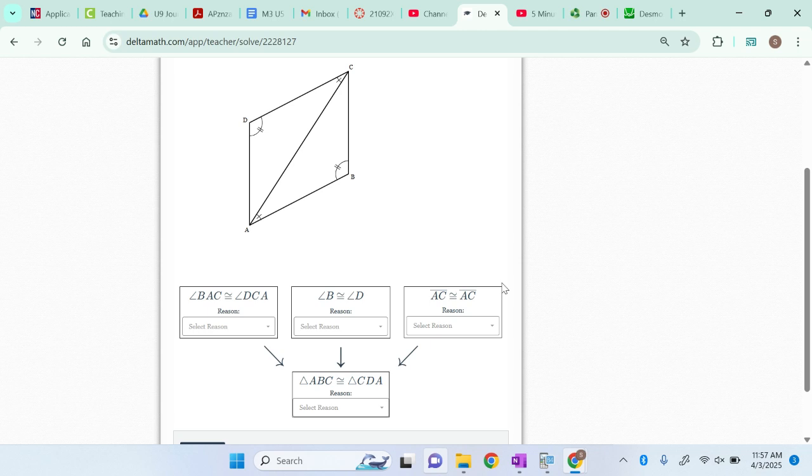Delta Math is pretty nice about how they do proofs, because they may either already give you the statements or the reasons, and then they give you a drop-down menu of what to pick from for the reasons. All right. So, let's work through these together.